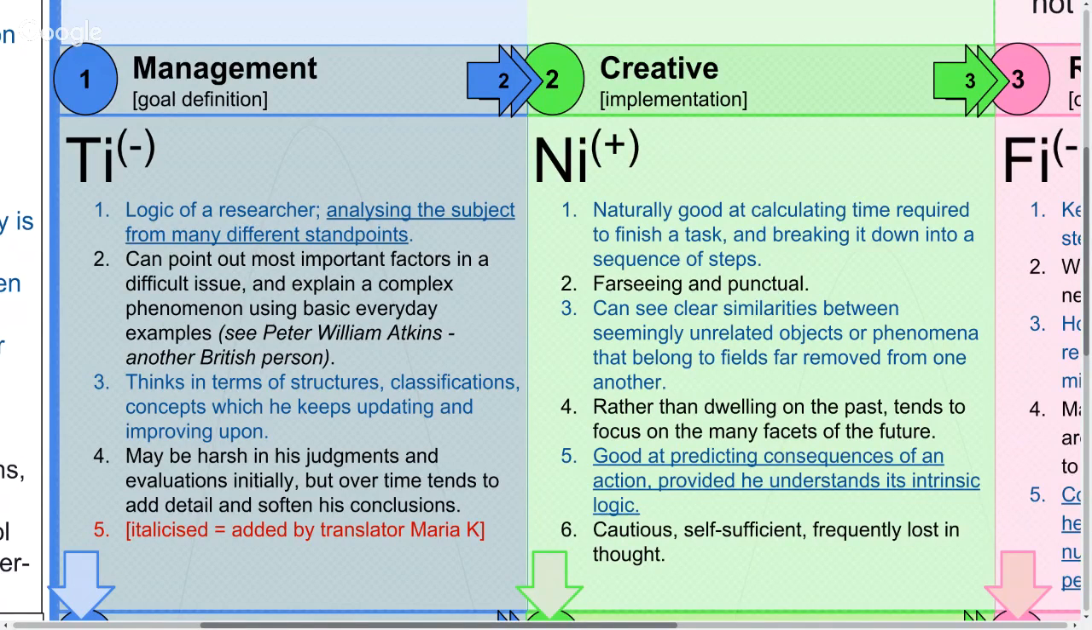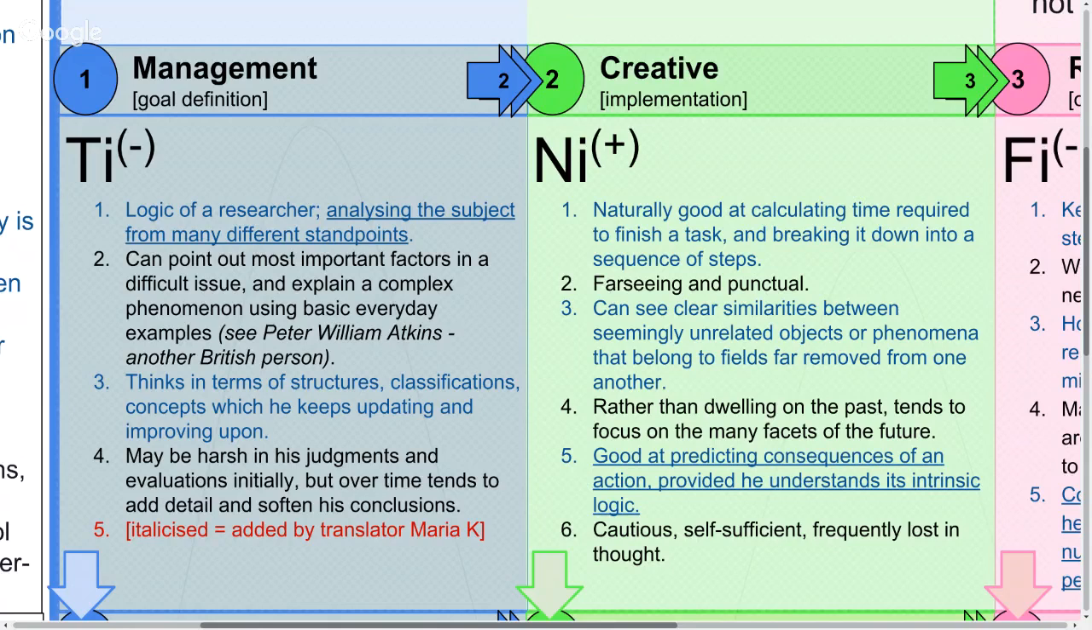Logic of a researcher analyzing the subject from many different standpoints. Right. Can point out the most important factors in a difficult issue and explain a complex phenomenon using basic everyday examples. Right. Maria added that. Peter William Atkins thinks in terms of structures, classifications, concepts, which he keeps updating and improving upon.